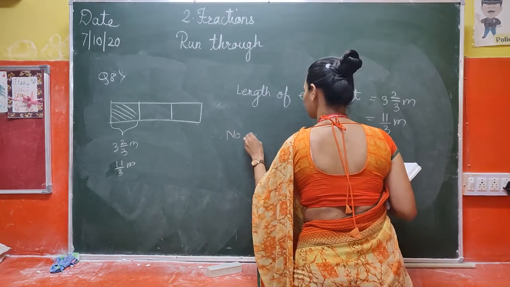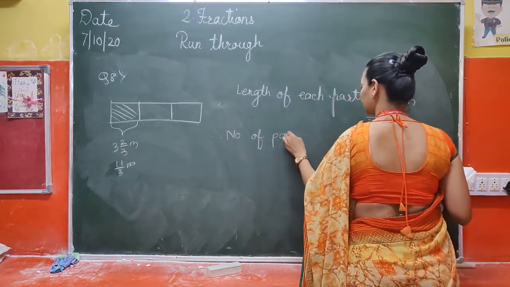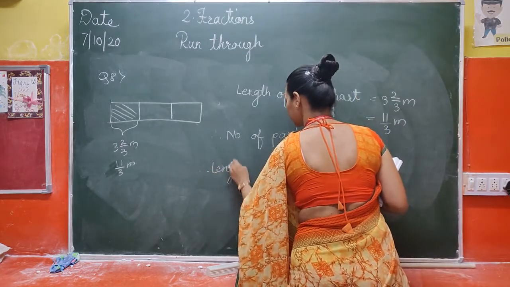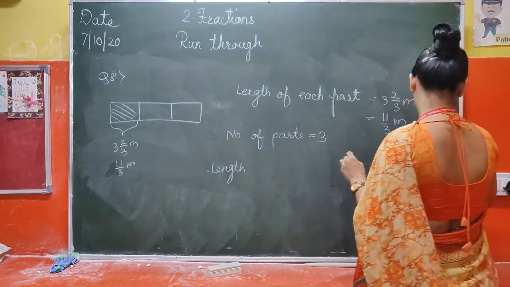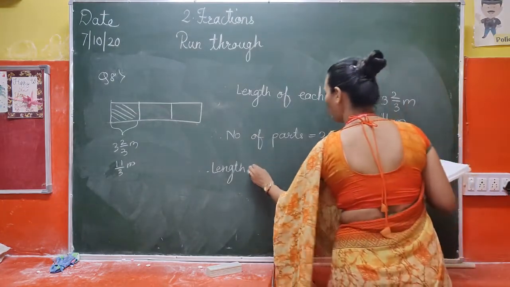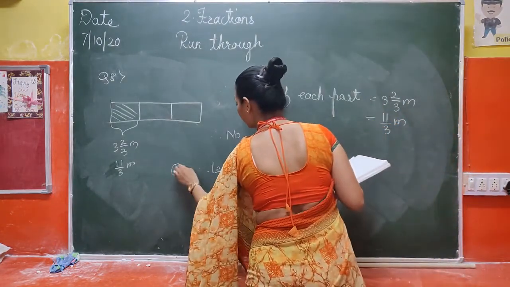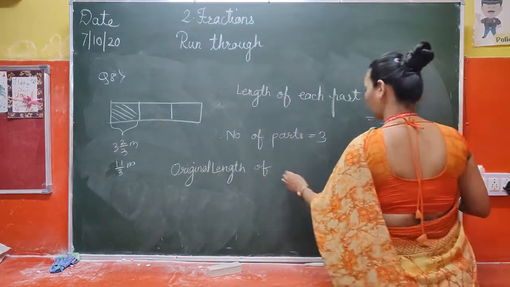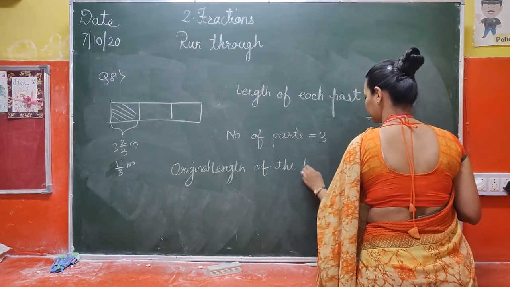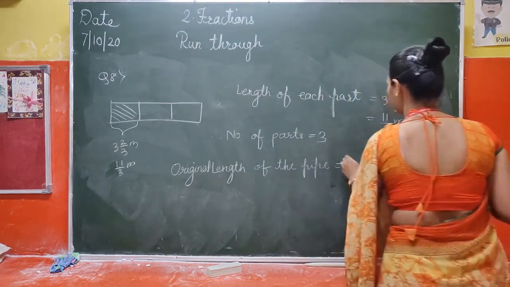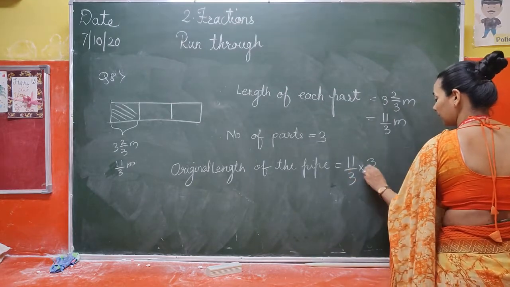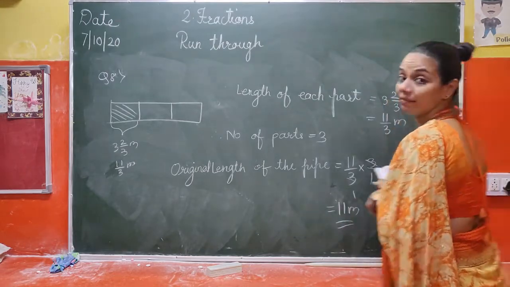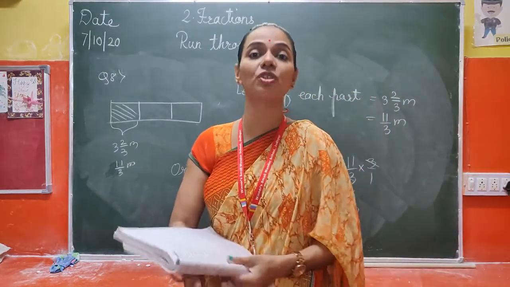The number of parts is 3. Therefore, the original length of the pipe will be the length multiplied by 3, that is 11 meters. So the answer will be 11 meters. So what you have to do is just multiply it.